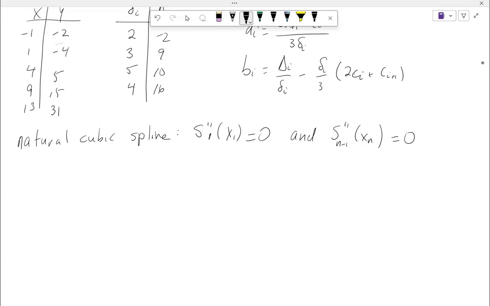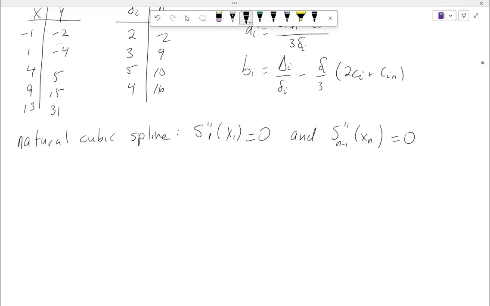Anyway, the second derivative tells you something about how the function bends. That's the idea. We're saying that there is no bend, there is no curvature, there is no concavity at the left endpoint and the right endpoint. So that forces that first C value to be 0.